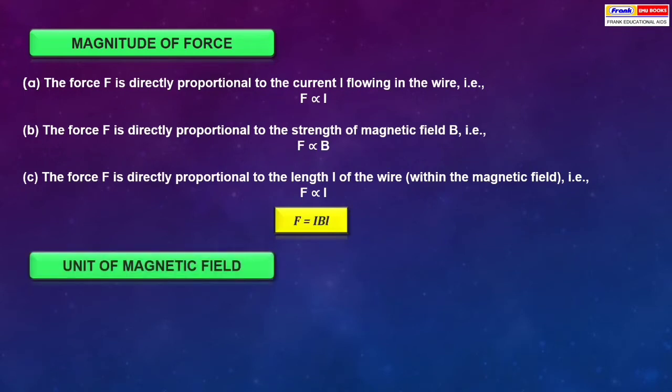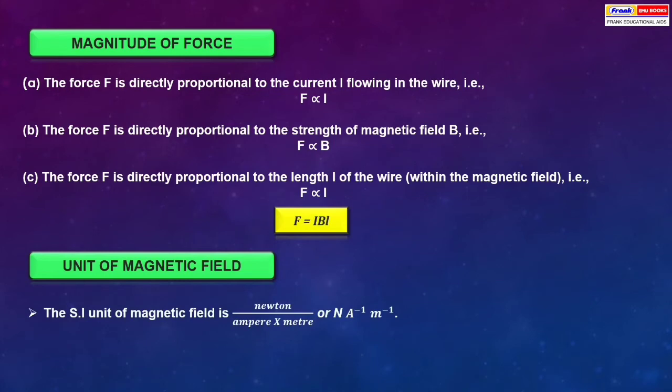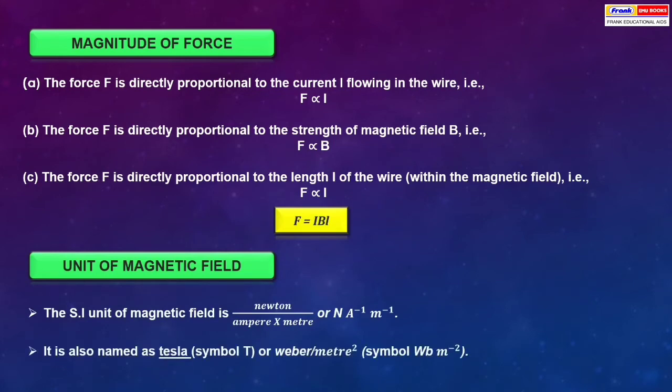Unit of magnetic field. The SI unit of magnetic field is Newton per ampere meter. It is also named as Tesla, symbol T, or Weber per meter square.